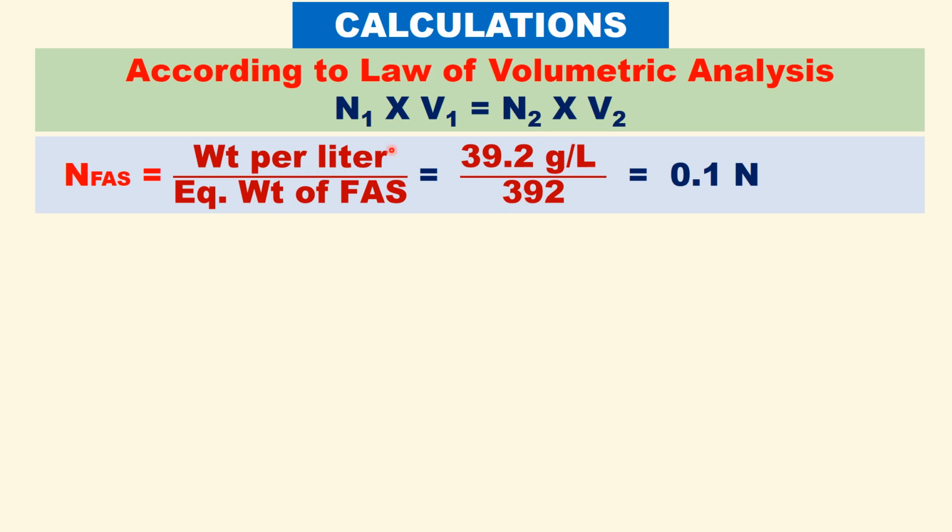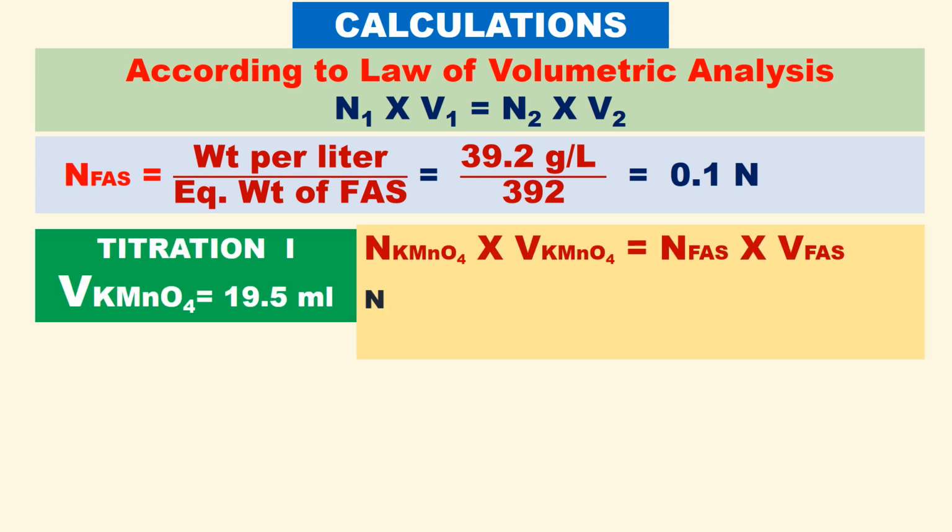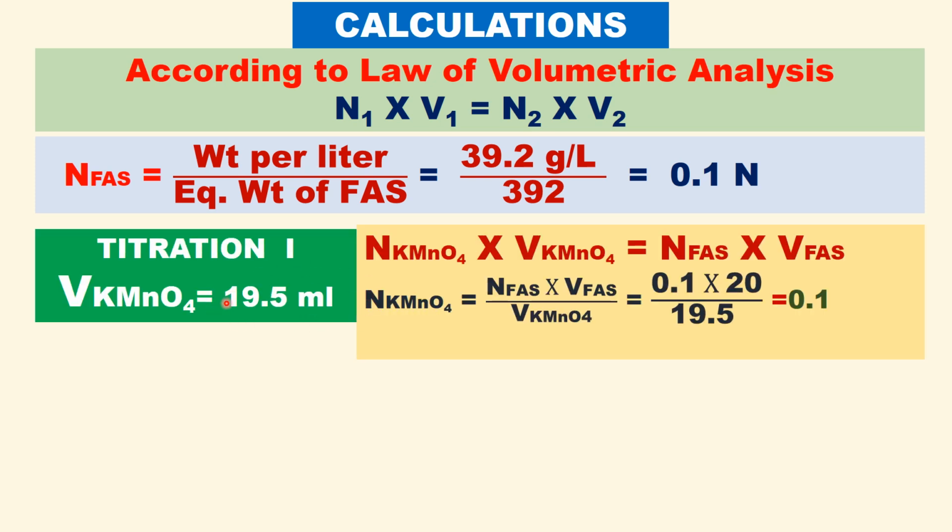So 39.2 gram per liter, dissolved in 1 liter, is given in the question. So you write here, and the equivalent weight of ferrous ammonium sulfate, Mohr's salt, is 392, therefore 0.1 normal. So we have first calculated the normality of ferrous ammonium sulfate. Then from titration 1 we have obtained the concordant titer value 19.5 ml.